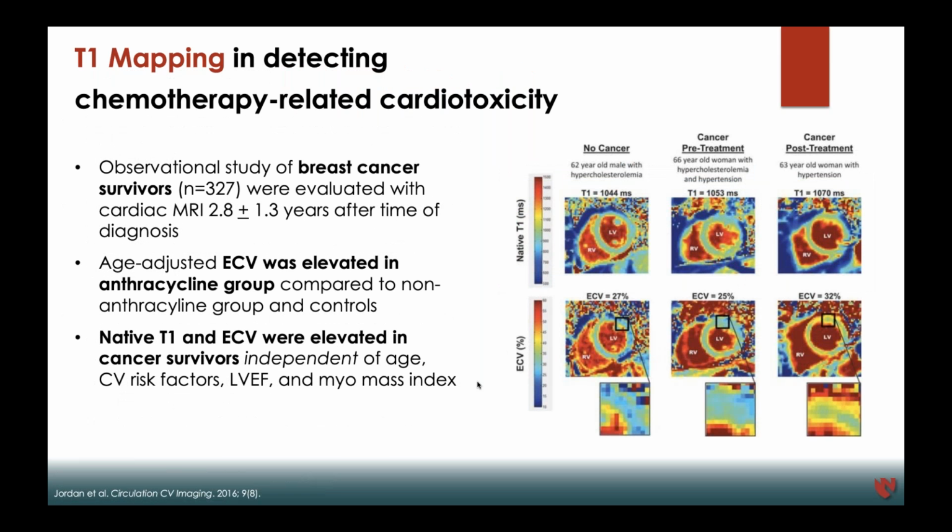cardiotoxicity. We do know that breast cancer survivors do develop abnormalities in their T1 times and their extracellular volume. In this study, where they looked at 327 breast cancer survivors, they got an MRI after their treatment, around 3 years on average after their time of diagnosis. And they found that the extracellular volume was elevated in the anthracycline group compared to the non-anthracycline treated group and the control group. Interestingly, in all the cancer survivors compared to the no cancer group, native T1 and ECV were elevated in those two populations compared to control. So we know that anthracyclines elevate ECV, but in general, cancer therapy for breast cancer seems to also impact native T1 relaxation times down the line.